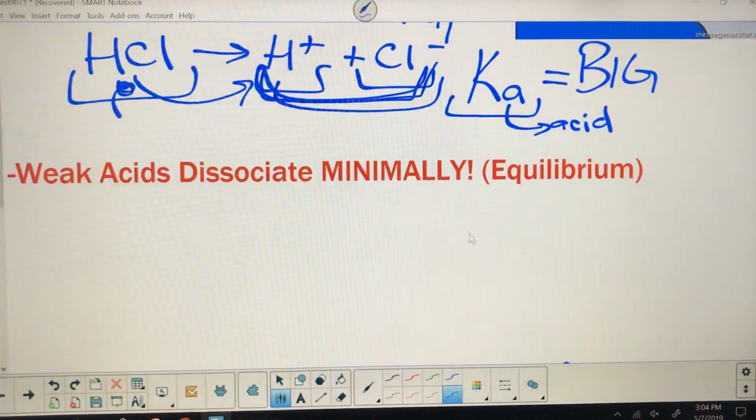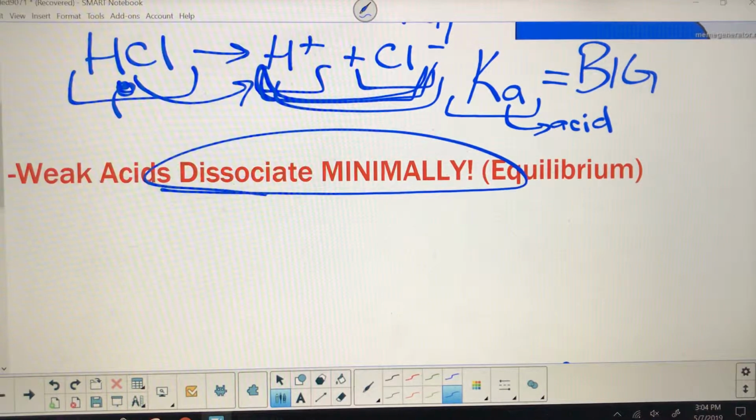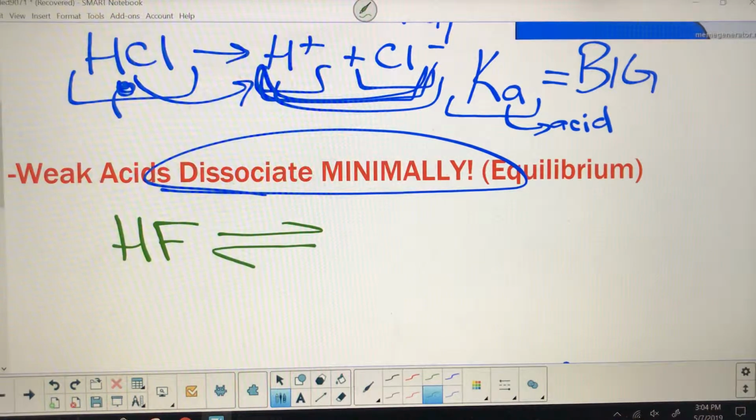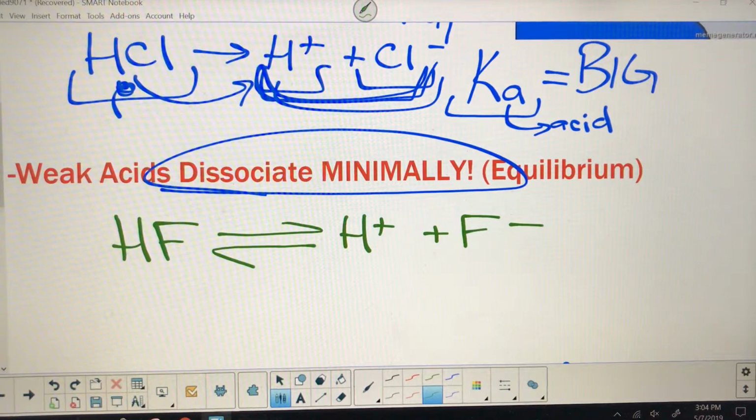But on the other hand, if you look at weak acids, they dissociate minimally. What that means is that they pretty much stay intact, but a little bit breaks off, just a little bit. A popular one, at least in the TV show Breaking Bad, is hydrofluoric acid, HF, which is a weak acid. What that means is that it minimally breaks up. So it dissociates a little bit.